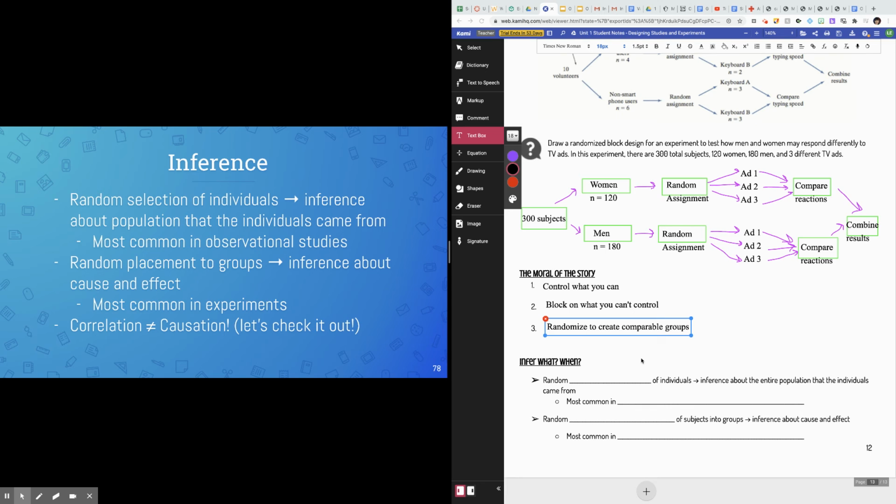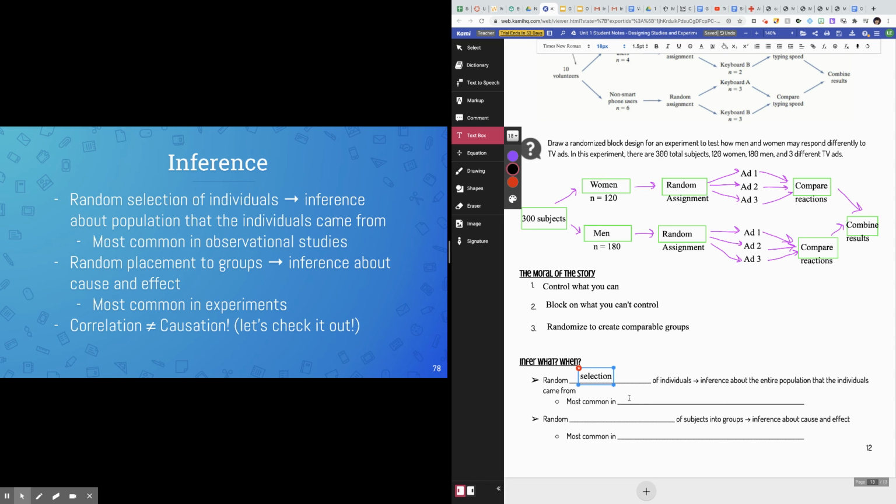So we have to be able to infer things from the sample about the population, right? But we can only do that if our experiment and our study was designed well. Okay, so there's 2 ways that you can infer things about the population. If you have random selection of individuals, that means that you can expand your results, right, and make an inference about the entire population that those individuals came from.